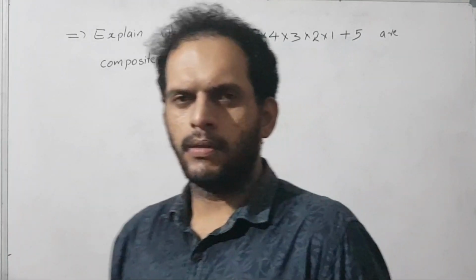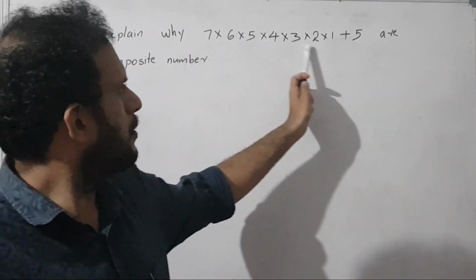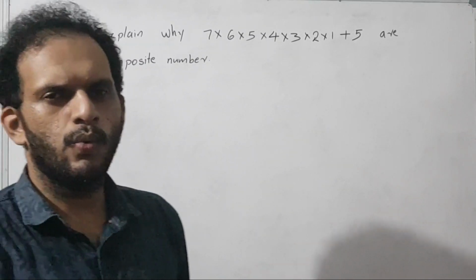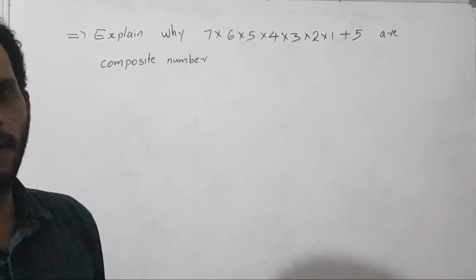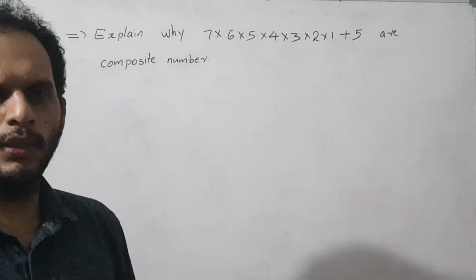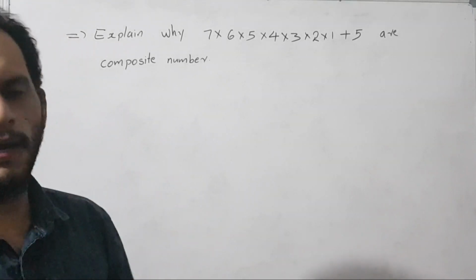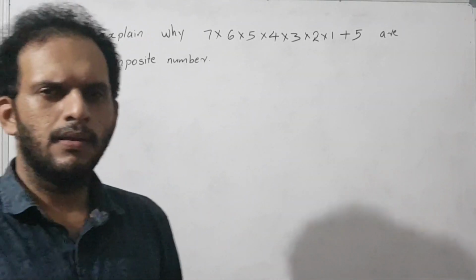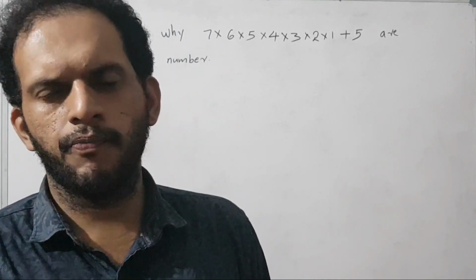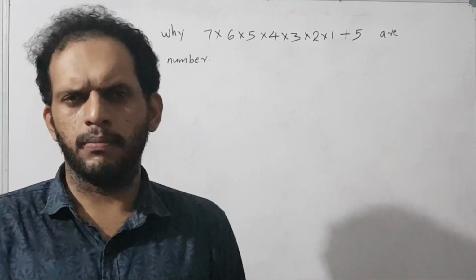ക്വസ്റ്റ്യൻ മനസ്സിലായിട്ടുണ്ടാവും. എന്താണ് നമ്മൾ പറയണം? എന്തുകൊണ്ടാണ് ഈ നമ്പർ 7 × 6 × 5 × 4 × 3 × 2 × 1 + 1 എന്ന് പറയുന്ന നമ്പറിനെ കോമ്പോസിറ്റ് നമ്പർ എന്ന് പറയുന്നത്? എന്തുകൊണ്ടാണ് അതിനെ അങ്ങനെ പറയാൻ പറ്റുന്നത് എന്നാണ് നമുക്ക് തെളിയിക്കേണ്ടത്. ഓക്കെ, ഫോർ സെയിങ് ദിസ് വൺ ഈസ് എ കോമ്പോസിറ്റ് നമ്പർ വി അപ്ലൈ ദ ഐഡിയ ഓഫ് ഫണ്ടമെന്റൽ തിയറം. ഓക്കെ.